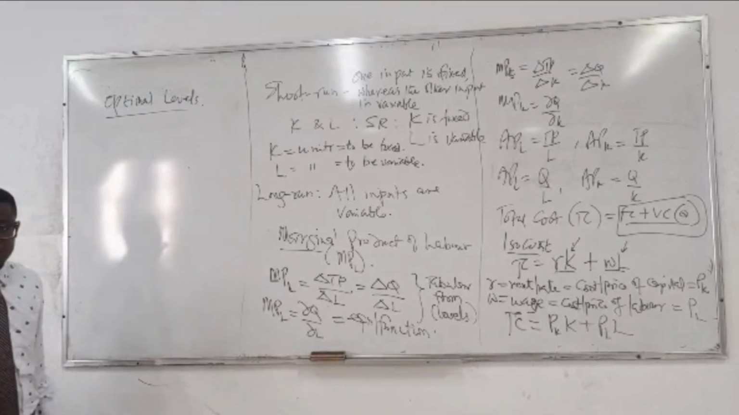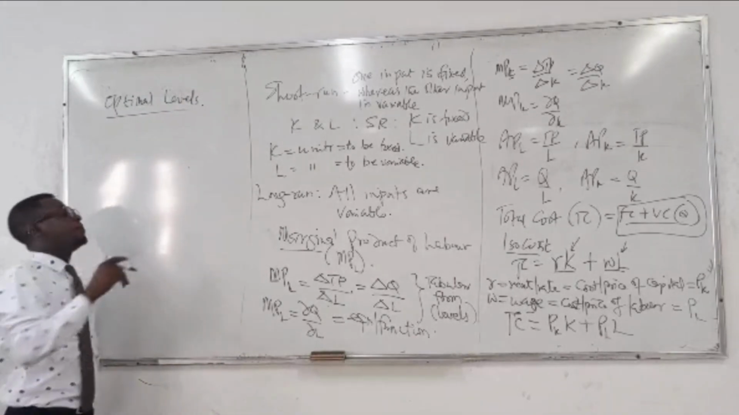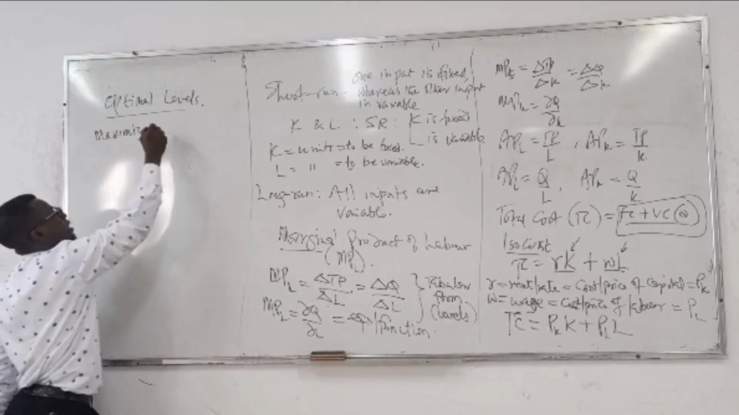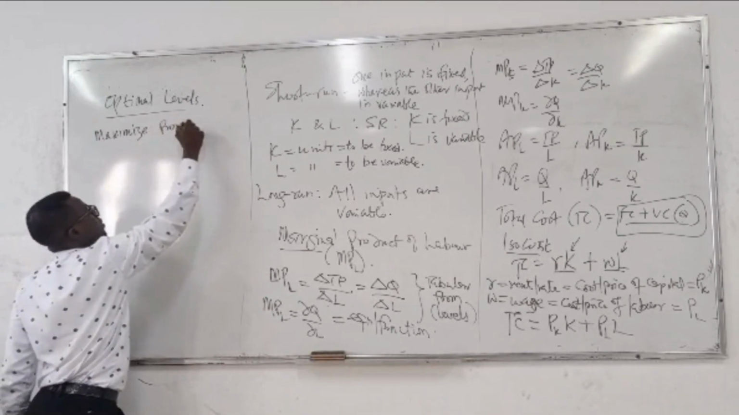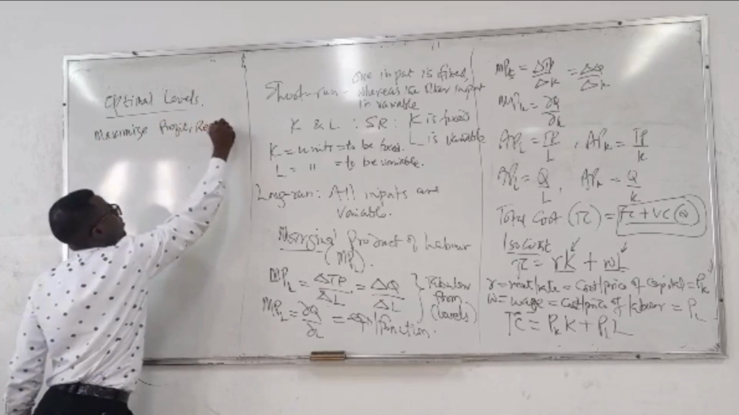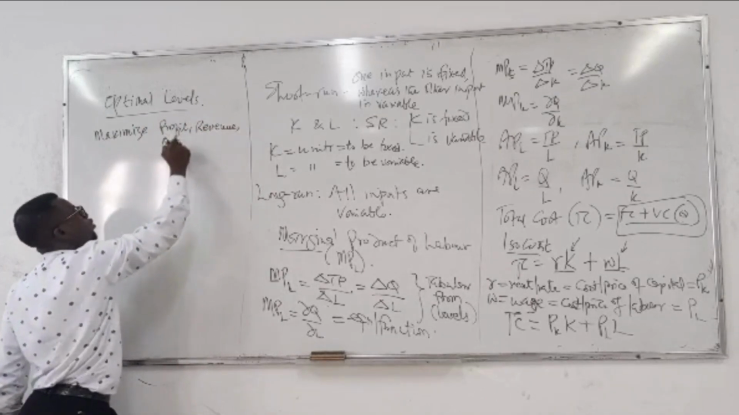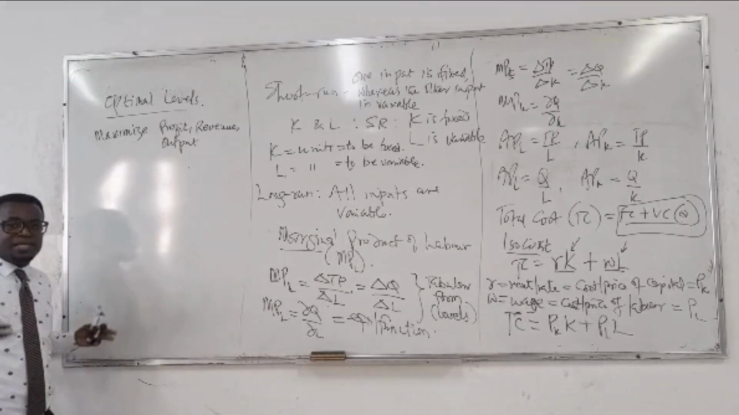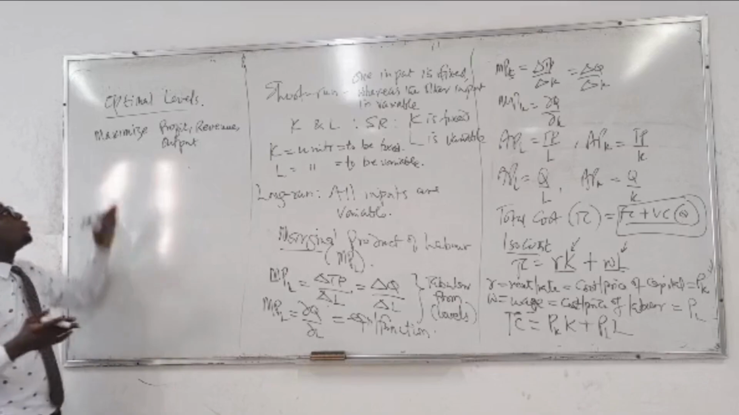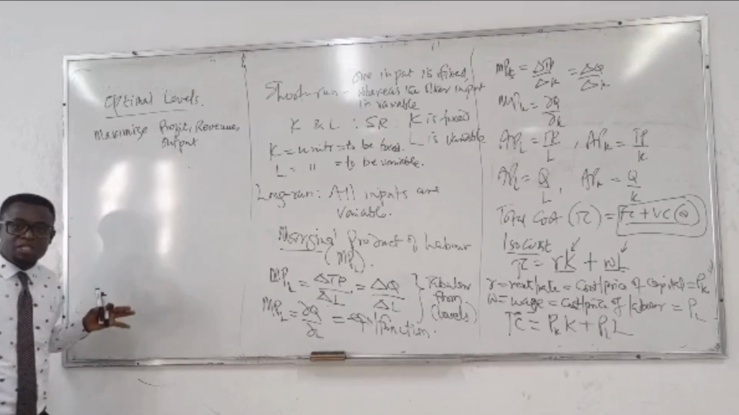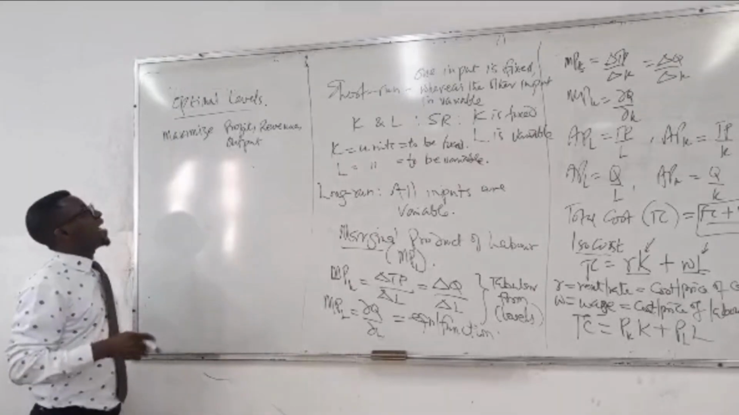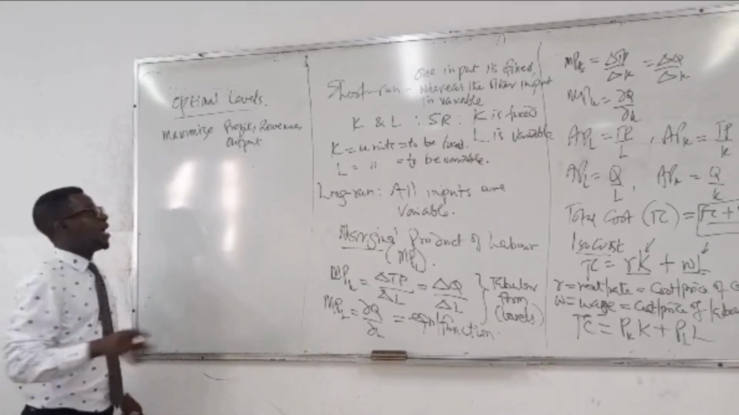In the firm, in the business, the main focus of the firm is to maximize profits, maximize revenue, maximize outputs, right? So basically, the firm is interested in maximizing this. When you say optimal levels, it is the best level the firm can produce or function. The firm can function at maximum profit.